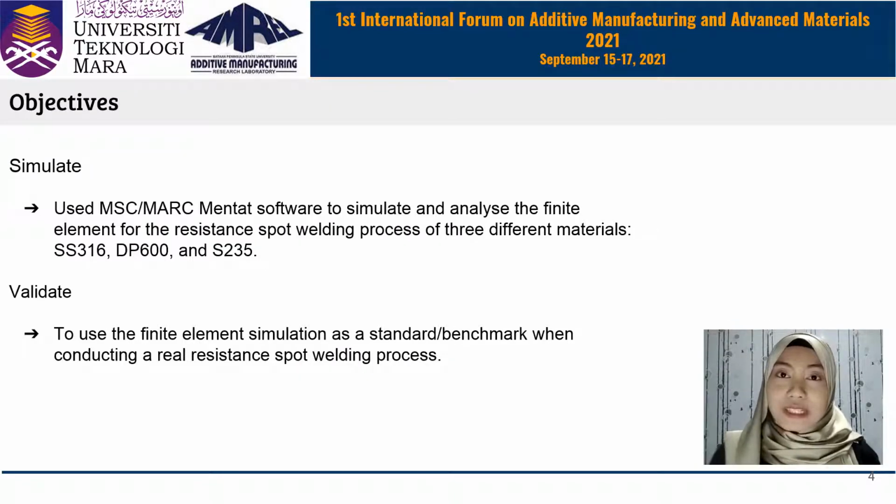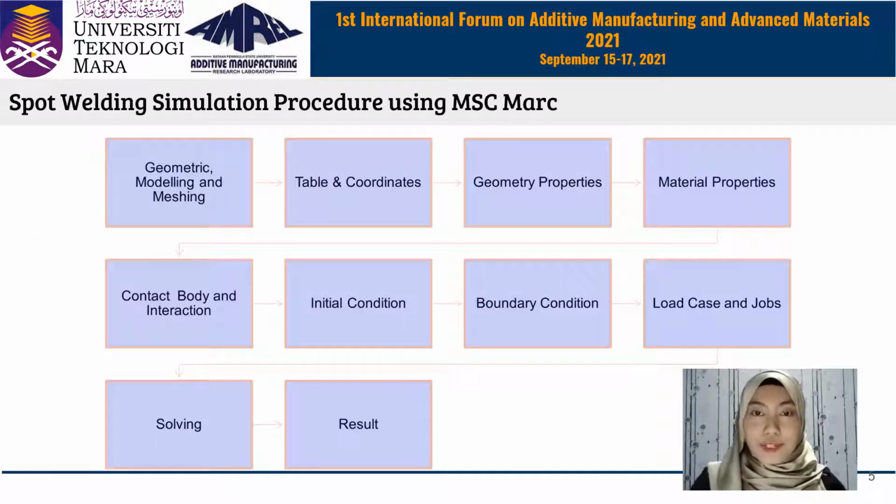The aim of this research is to use the software MSC Marc to simulate or analyze the finite elements for the resistance spot welding process of 3 different materials, which are SS316, DP600, and S235, and to use them as a reference, standard, or guideline in order to improve the accuracy of the finite element simulation of resistance spot welding in the future. The process modeling of resistance spot welding in MSC Marc is fairly hard due to the large number of parameters that must be defined.